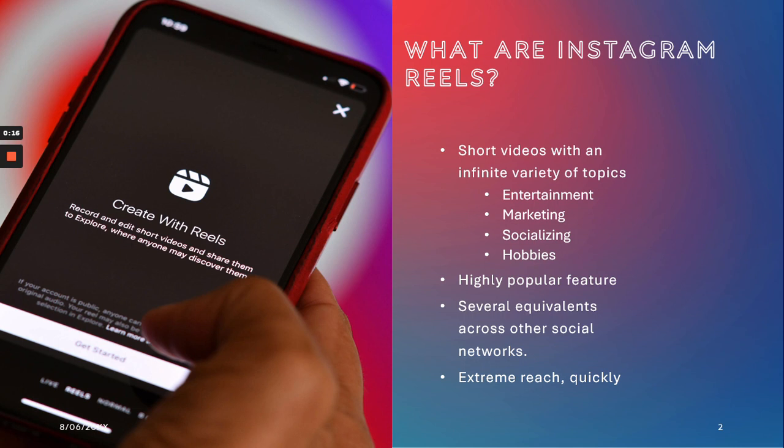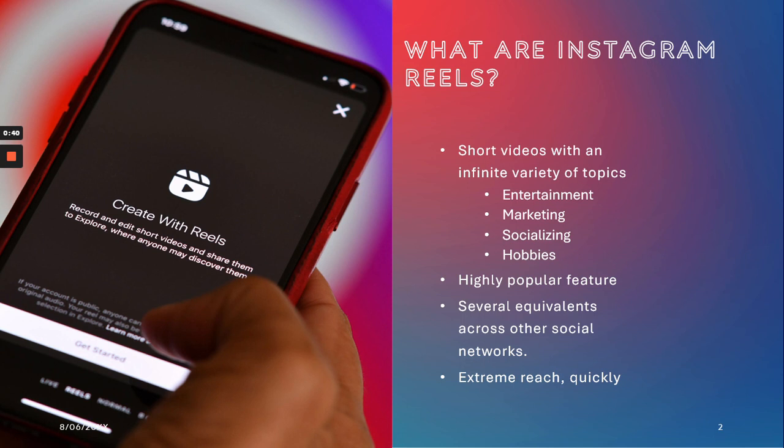Instagram Reels are Instagram's first submission to the short video genre, which is heavily populated by TikTok. It covers a wide variety of topics, including entertainment, product marketing, socializing, and hobbies. It's a highly popular feature amongst preteens all the way up to middle-aged adults. It is even utilized at times by the elderly.